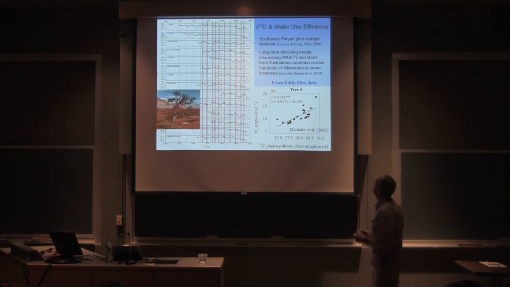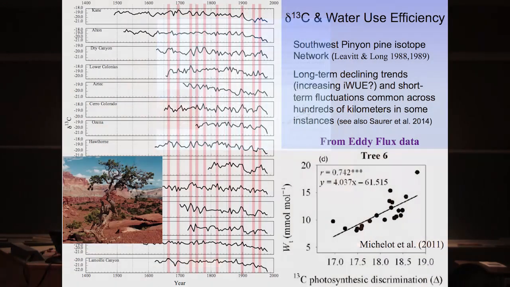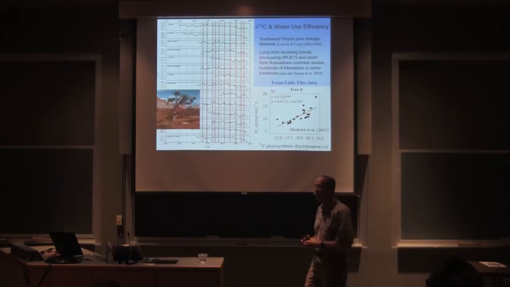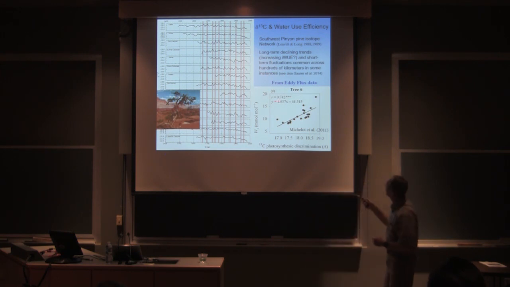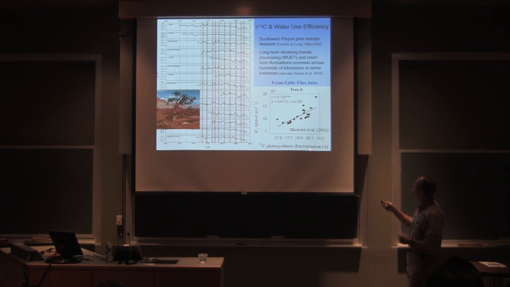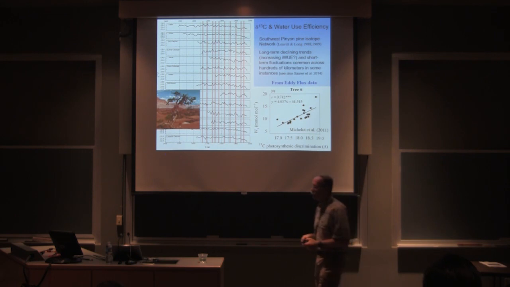Okay? This is some work by Steve Levitt that's looking at these declines over time. See how these are almost all going down? This is an indication of intrinsic, remember Jim said, intrinsic water use efficiency over time, and they're looking at pinyon pine and so carbon isotopes. So there's been a lot of work on tree rings and how intrinsic water use efficiency has changed over hundreds of years, and it has increased. Here's one from an eddy flux tower showing the discrimination, and this is water use efficiency, and they're related in the tree rings. So we can use tree rings to look at water use.